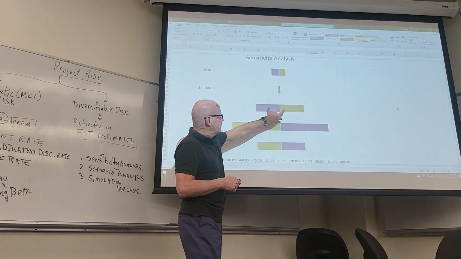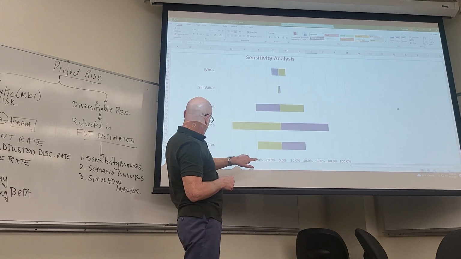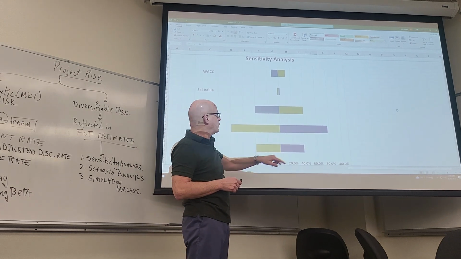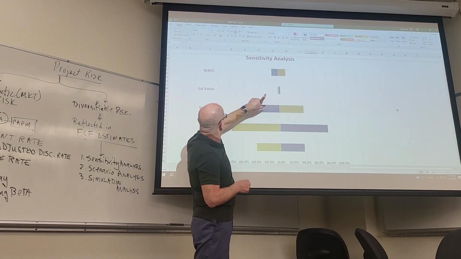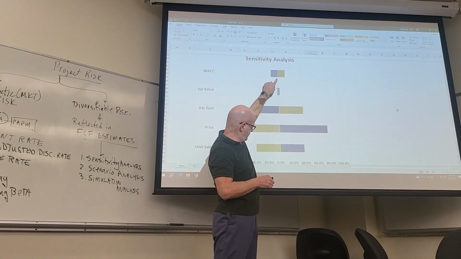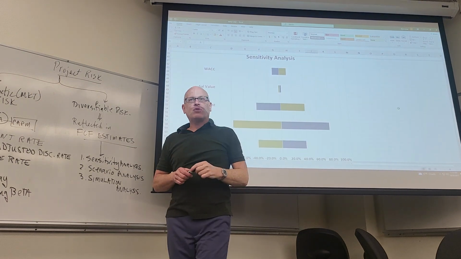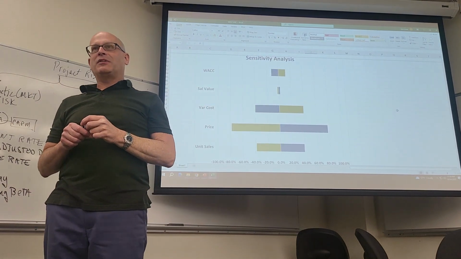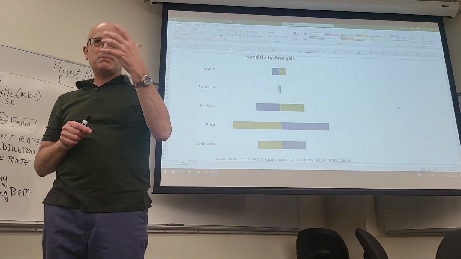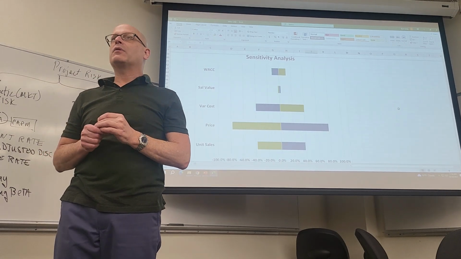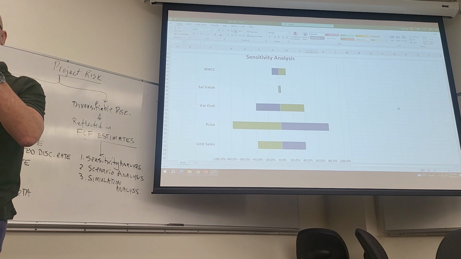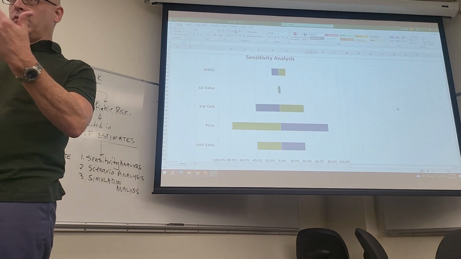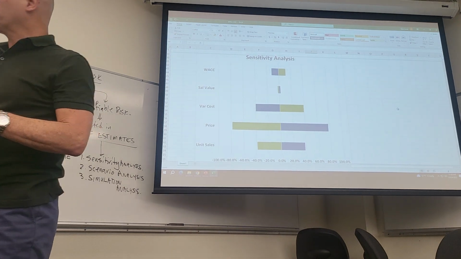It's pretty sensitive to variable cost. It's pretty sensitive to units sold, to Q. Hardly sensitive to salvage value. Not terribly sensitive to the WACC, right? So I know where to spend most of my time double checking my numbers and getting better estimates. That's the benefit of sensitivity analysis. It doesn't tell you this is going to happen. It's showing you which are the more critical inputs in your analysis. That's what it does.